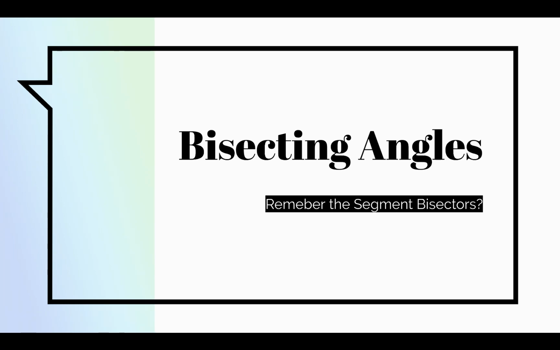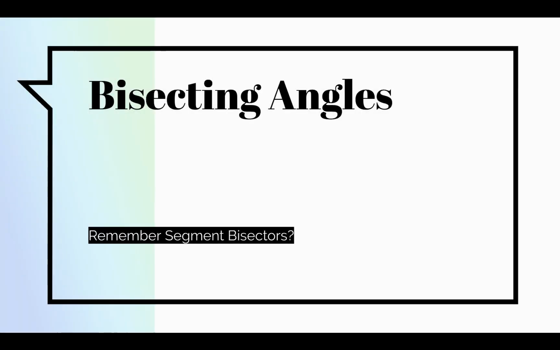So bisecting an angle, we're now going to cut an angle in half, and we're going to end up with two congruent angles, each one's measure being half the measure of the biggest angle that we started with. Okay, so here we go.